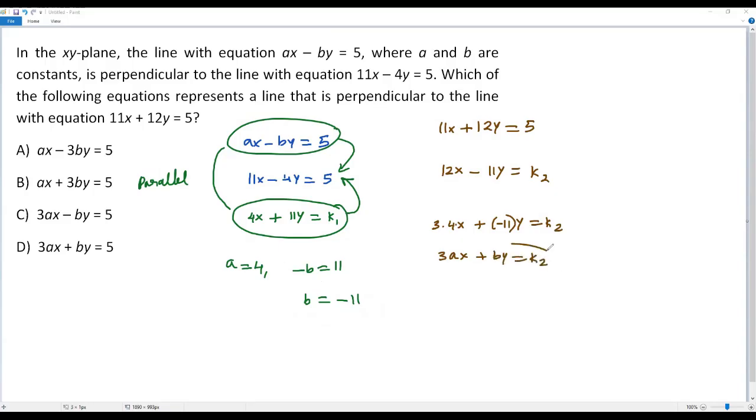Okay, here I got the equation of the line which is perpendicular to the line 11x + 12y = 5. When I go over the given answer choices, in answer choice D, on the left side of the equation, I find this stuff exactly, 3ax + by, exactly over here. So this is the equation of the line which is perpendicular to this line. So the correct answer choice for this question is D.